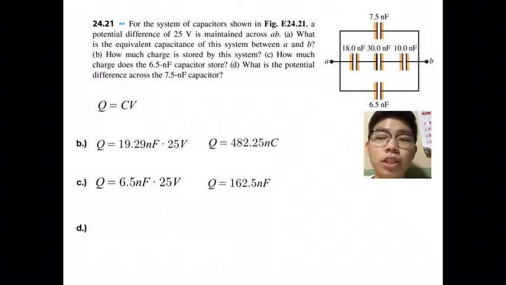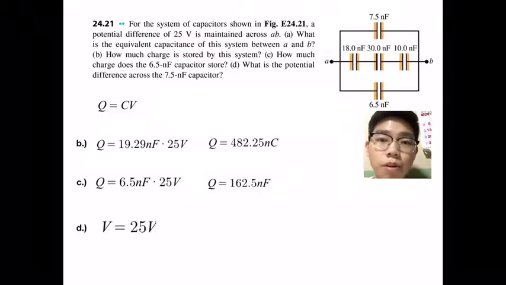Now, what is the potential difference across the 7.5 nF capacitor? Well, as we know, if the circuits are parallel, that means that no matter what kind of capacitance they have, the potential difference is the same. So since we already have a potential difference of 25 V maintained across AB, we can also infer that the potential difference of the 7.5 nF capacitor is also 25 V.